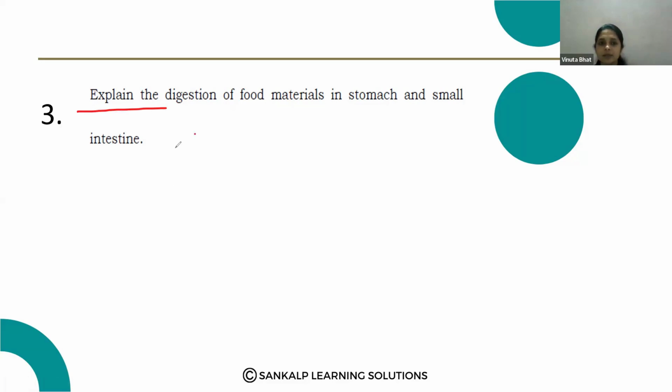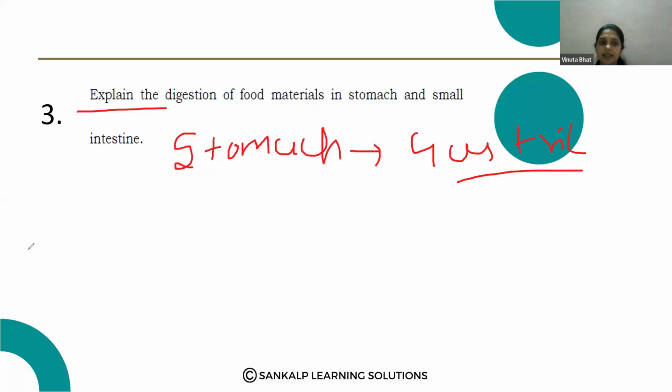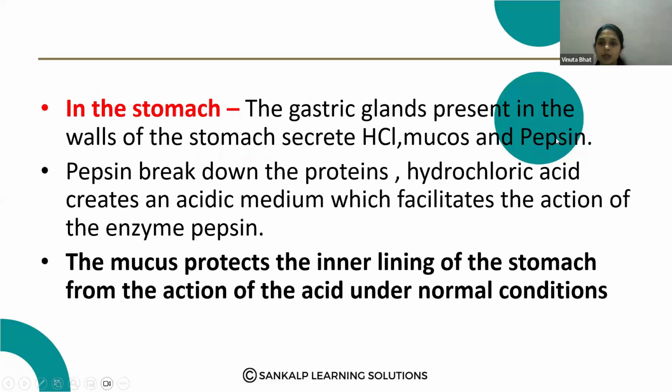Here, in the stomach, how the digestion takes place. Here, there are gastric glands, walls of the stomach that contain the gastric glands. And these gastric glands secrete the HCl, mucus, and the pepsin. Pepsin breaks down the proteins.